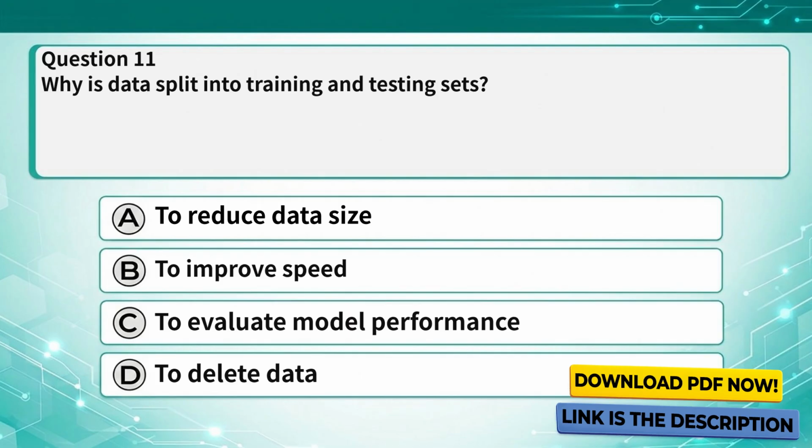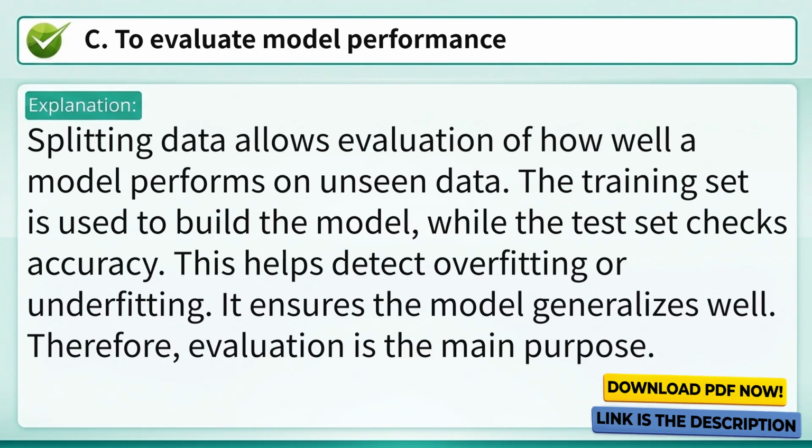Question 11. Why is data split into training and testing sets? A. To reduce data size. B. To improve speed. C. To evaluate model performance. D. To delete data. Answer, C. To evaluate model performance.